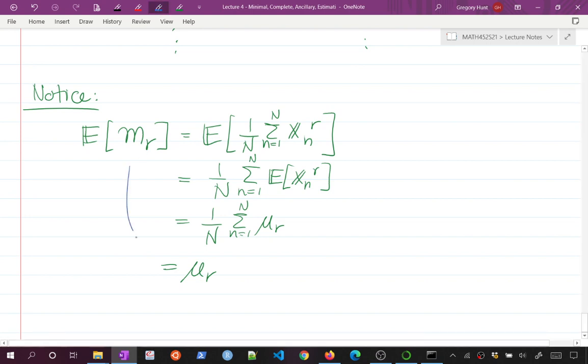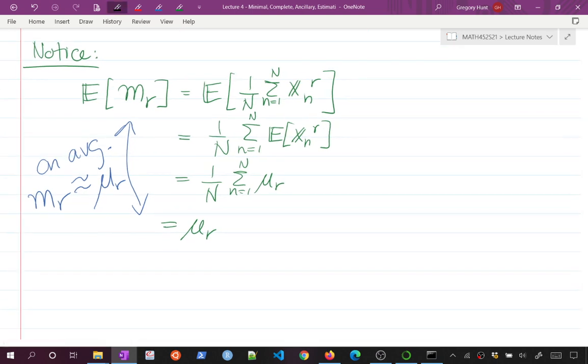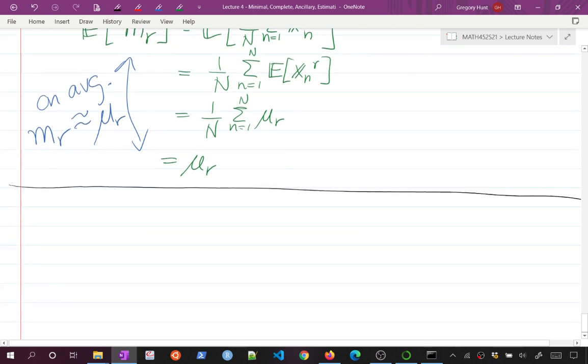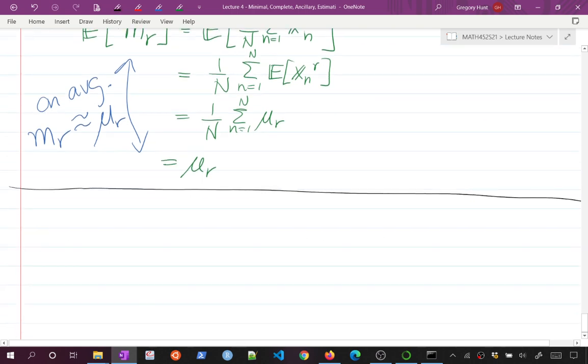So at least on average, the sample moment is going to give me the true population moment. And so the method of moments is basically going to say, these are approximately going to be equal, so we should set them equal. You pick your favorite number r, the first moments, the second moments, depending on exactly what you need for the problem, but you set them equal and you solve for mu, and that will give you something.